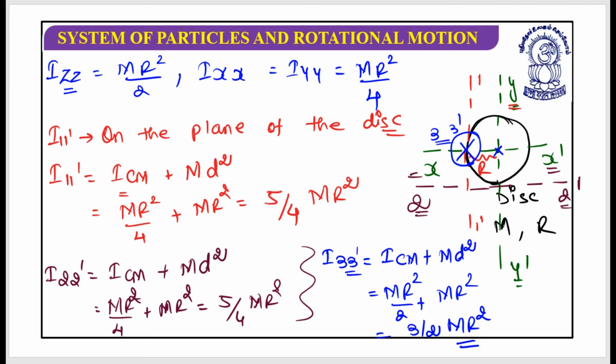Now you need to find one more, but on your own. This is 4 4 dash. So you are going to find this. I44 dash is required. I hope this is clear. So will you do this? Okay, great. So is it clear up till now?